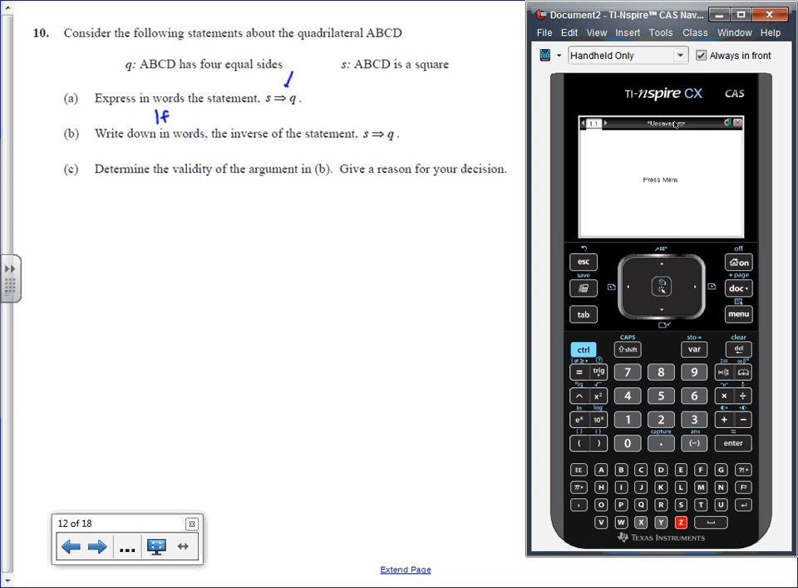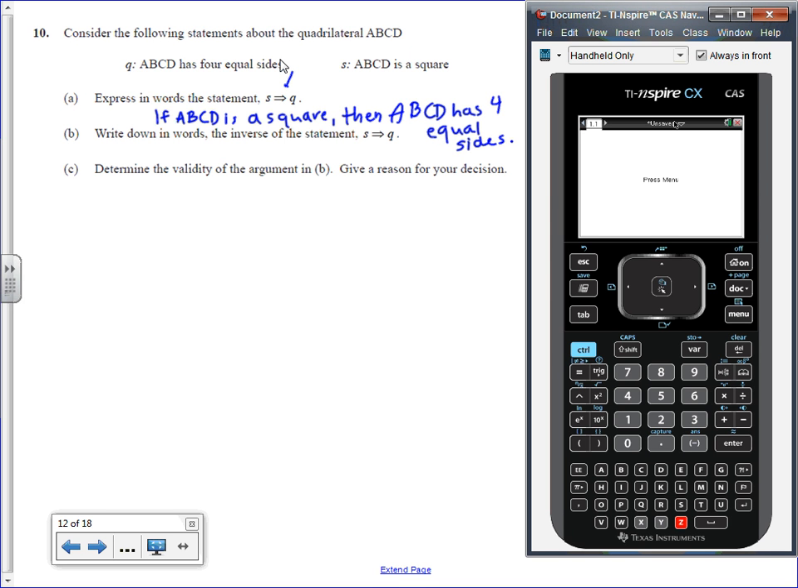So if ABCD is a square, then ABCD has 4 equal sides. Okay? Haven't changed anything, just putting it in the correct order with an if-then. Don't use the word therefore. In this case, you're going to get only the full marks if you have if and then, and if your antecedent and consequent are in the correct order.